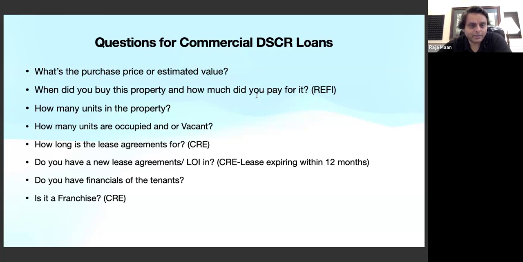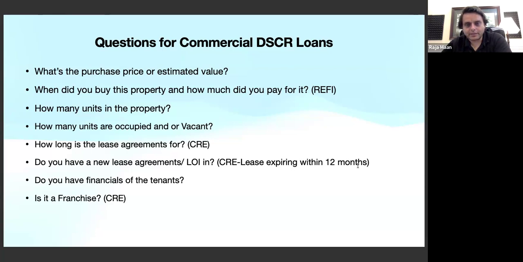Do you have lease agreements? How long are these lease agreements for? If there's one unit or multiple units, we need to see lease agreements again, and when they are expiring. That's very important. Do you have new lease agreements or an LOI?